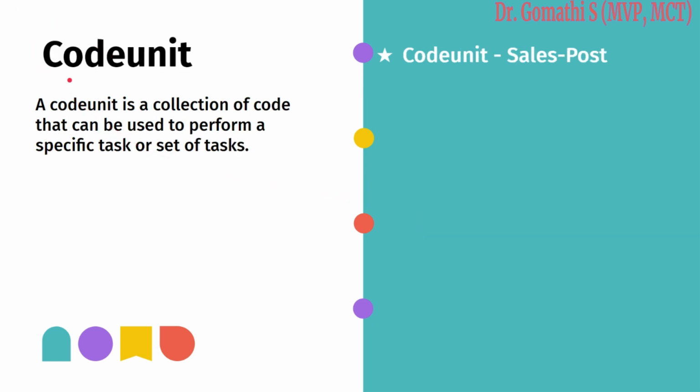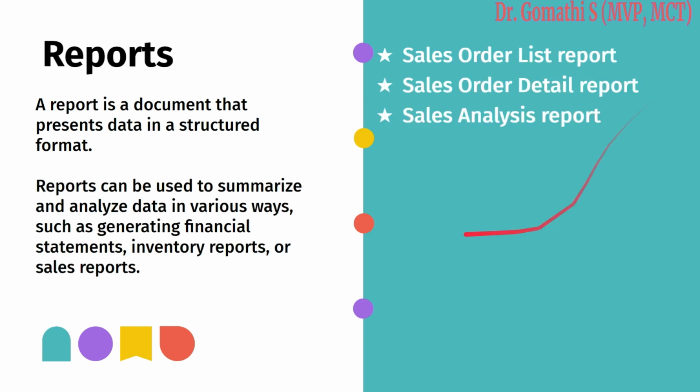And the next one is a codeunit. A codeunit is a collection of code that can be used to perform a specific task or a set of tasks. Usually we will write the business logic in the codeunit, wherever you want to reuse it multiple times, or even if you have more changes to that particular logic, then you will be creating a separate codeunit. As of now I have added only one codeunit. If you want to add more, please do it.